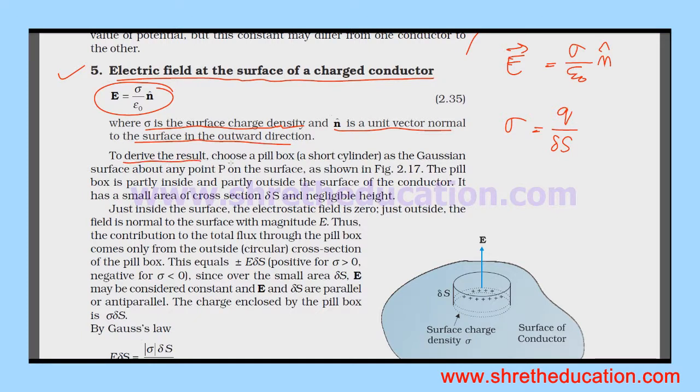To derive the result, choose a pillbox, a short cylinder, as the Gaussian surface about any point P on the surface. The pillbox is partly inside and partly outside the surface of the conductor. It has a small area of cross section delta S and negligible height.